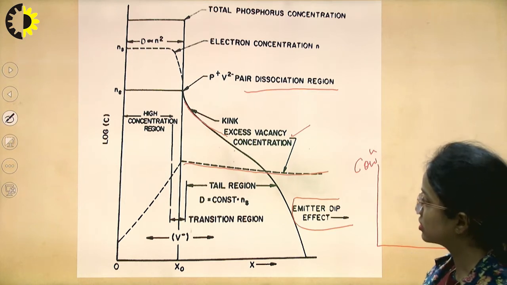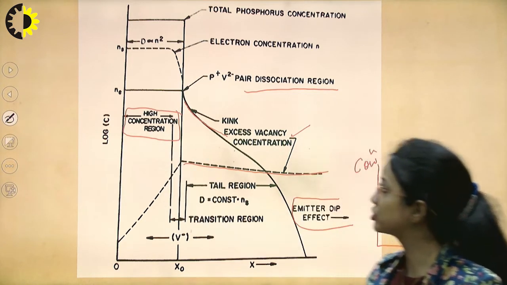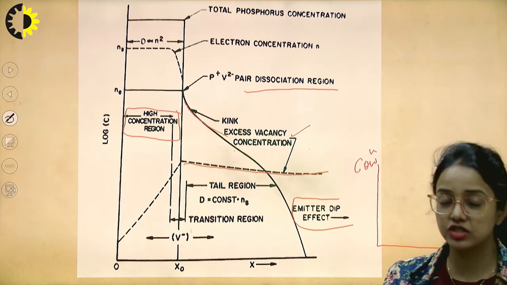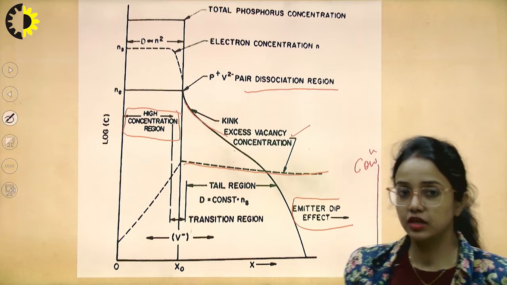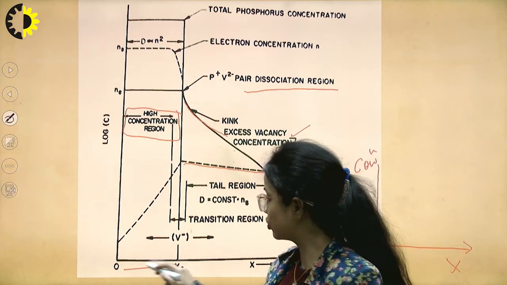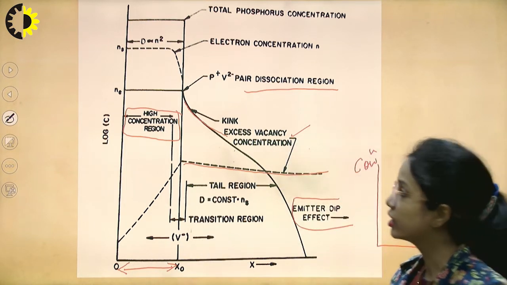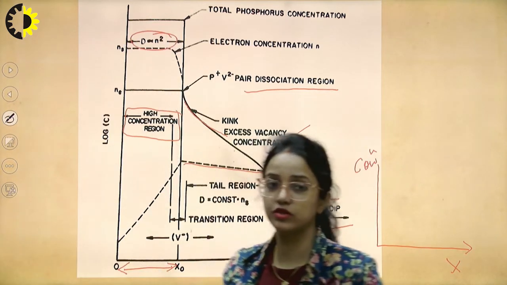We can see that this is a region of high concentration. Why? Because this is a place which is near to the junction and it is just at the surface. So at this point, which is very close to the boundary, the concentration is very high, and we can see that the diffusivity is proportional to the square of n.